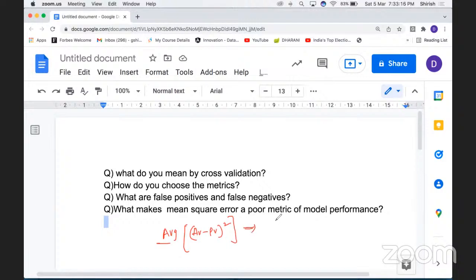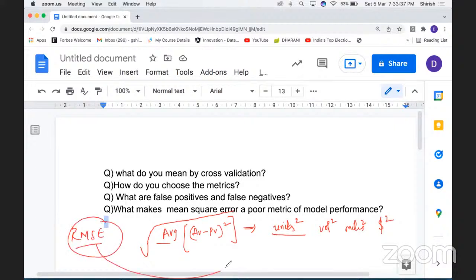So when you take this, your units are getting squared. Maybe if it is volume, whether it is miles squared or dollars squared. So to get back to your units, you take the square root, so it is becoming RMSE.